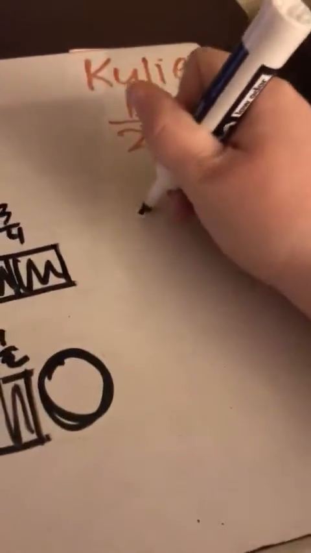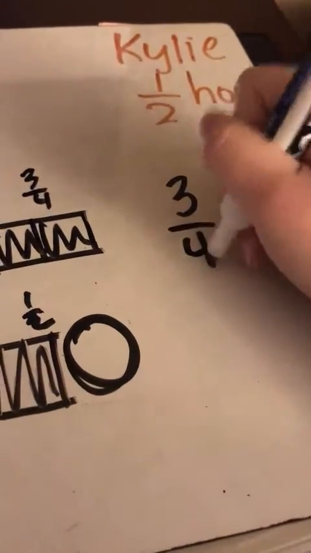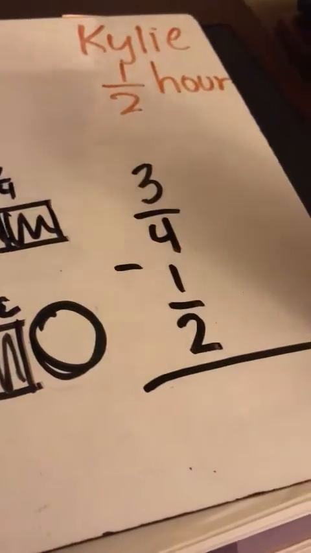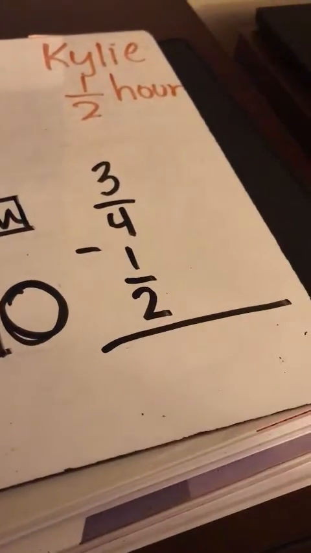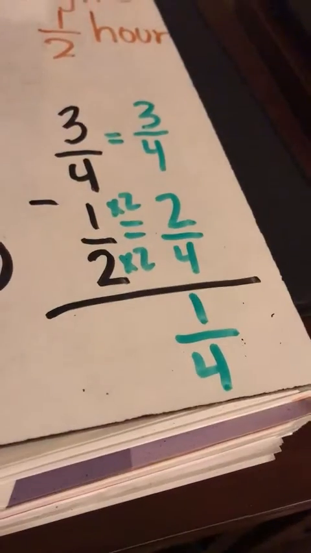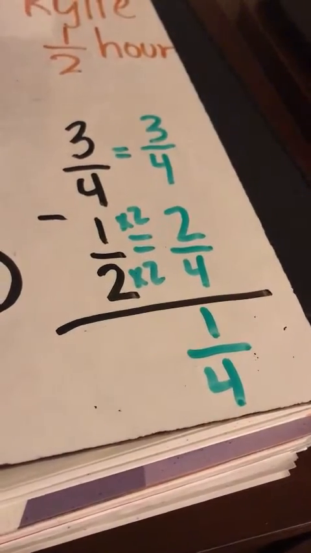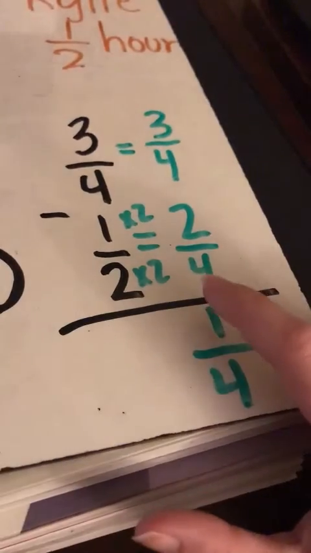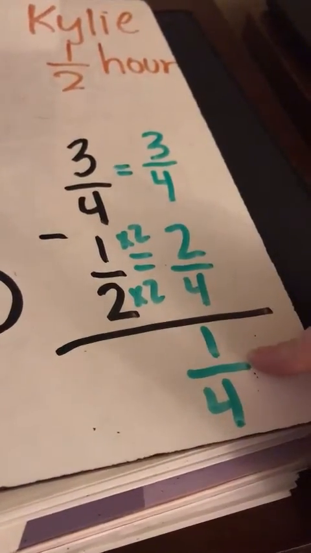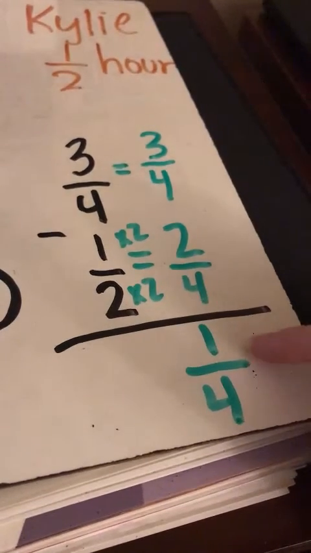Okay, so remember, when we are adding or subtracting fractions, we need to find common denominators. So I want you to pause the video and do that while I solve my problem, okay? When you solve, you should get 1/4, because 1/2 is equivalent to 2/4, and when you subtract your numbers, you will get 1/4. So how much less time did Kylie spend?